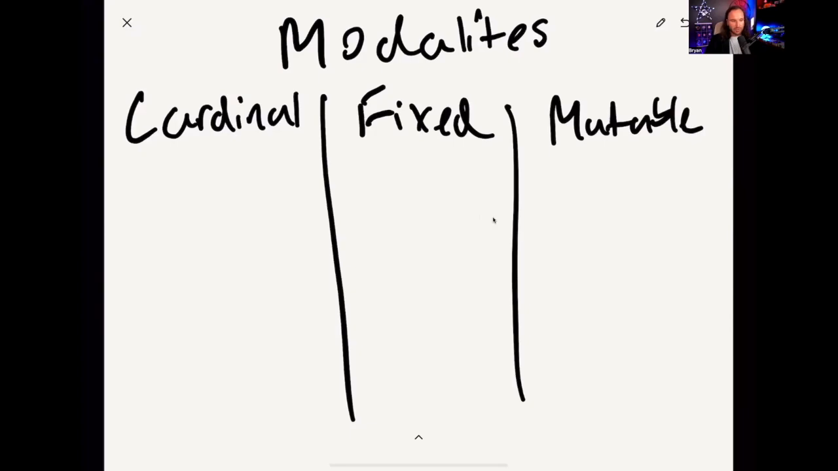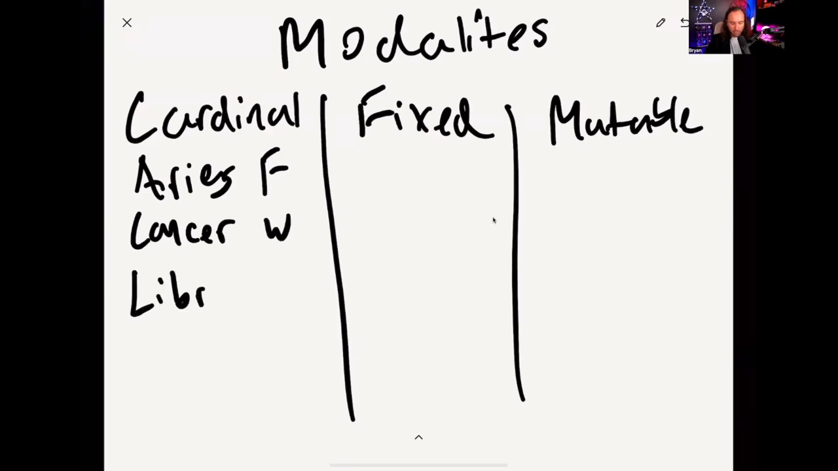So there's 12 zodiac signs. There are 3 modalities. And of course, 4 elements. So in each modality, you will get, of course, cardinal is Aries, fire. You will get Cancer, water. You will get Libra, air, and you will get Capricorn, which is earth.